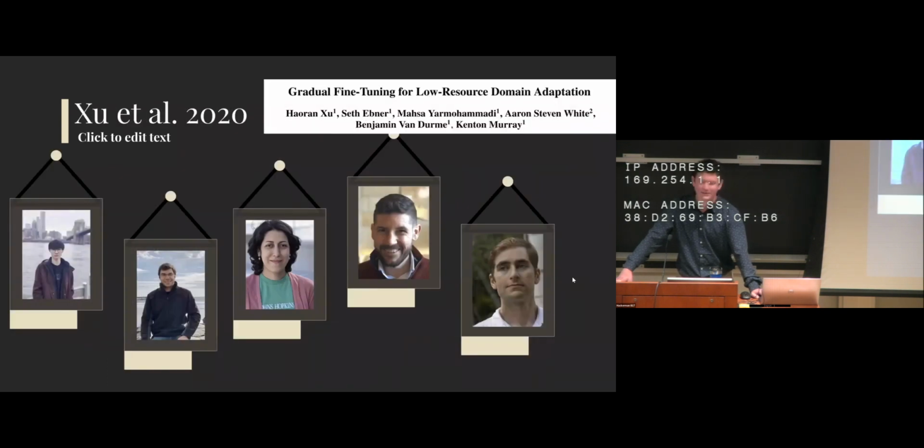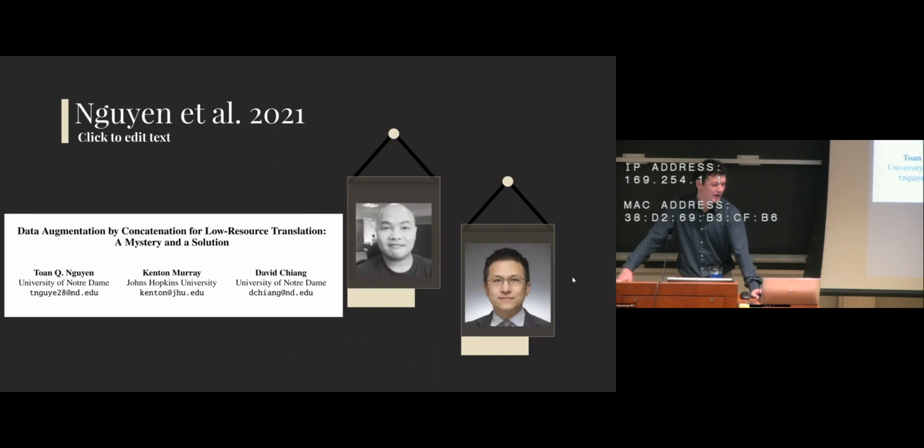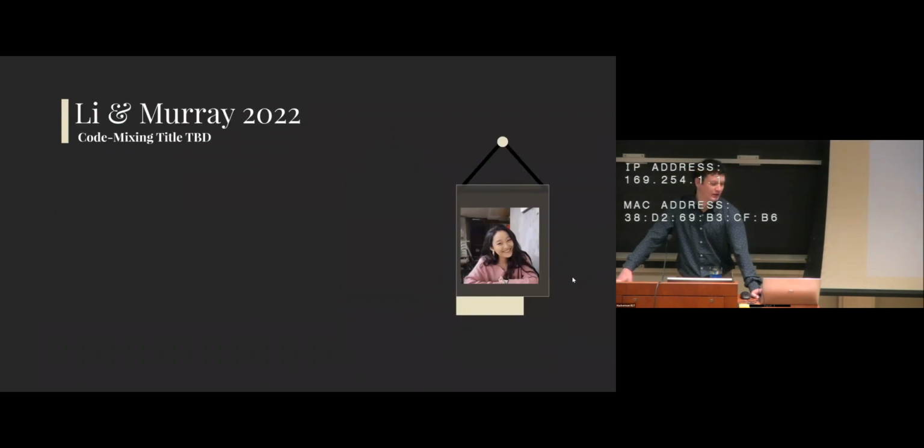This is gradual fine tuning. This is the fine tuning mBART paper. This is the low resource machine translation one that I was talking about. And this is ongoing work with Stella, who was doing the code mixing at the end and has some cool, interesting preliminary results.